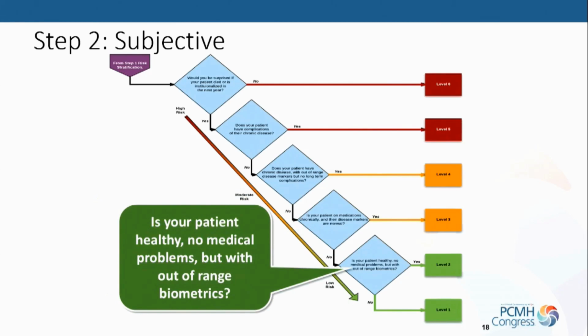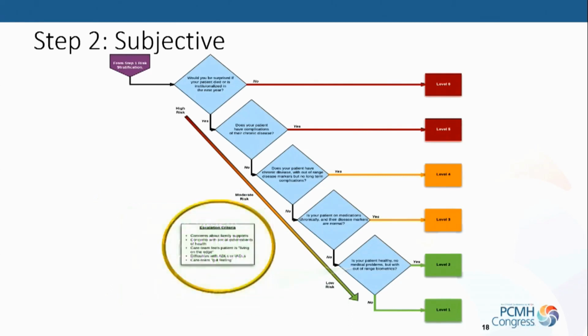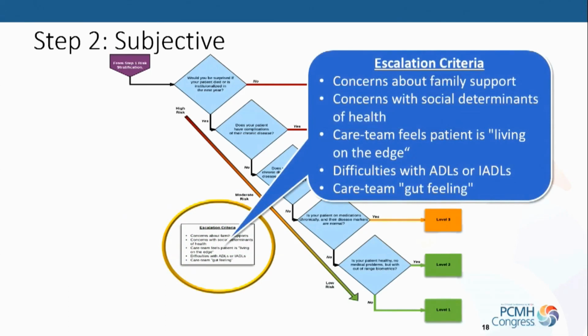And if you noted, those are still kind of quasi-objective. They still don't capture everything. And that's what this little white box in the corner that I've circled in gold does. Those are our escalation and de-escalation criteria. So these are the other questions that you and your care team can ask to further sort things out. It's your gut feeling.